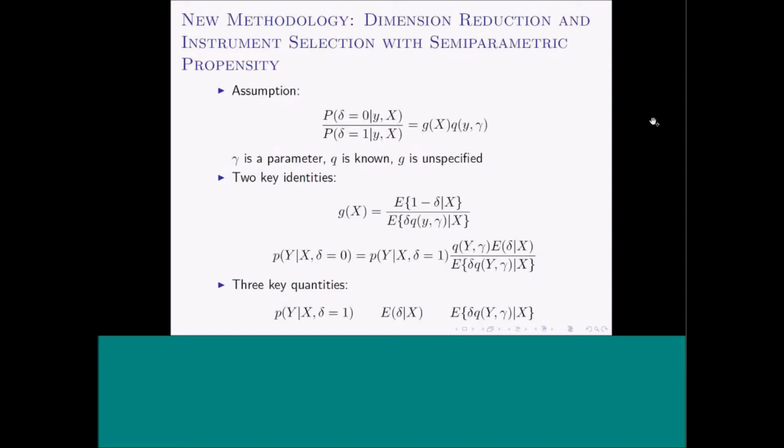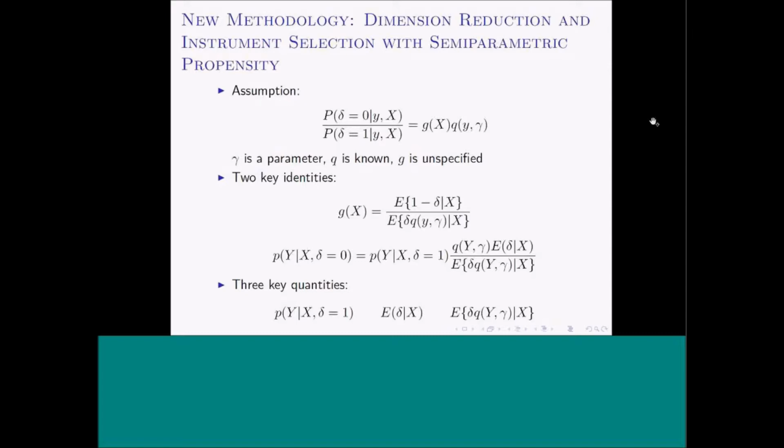But the key thing is, maybe I'll talk about the second equation, which is also important. What is the second equation? It says that the conditional density of y given x when delta equals 0 is equal to the conditional density of y given x when delta equals 1. And after that, you have to multiply something, and that something depends on delta and also that Q function. It's all from the assumption we have.